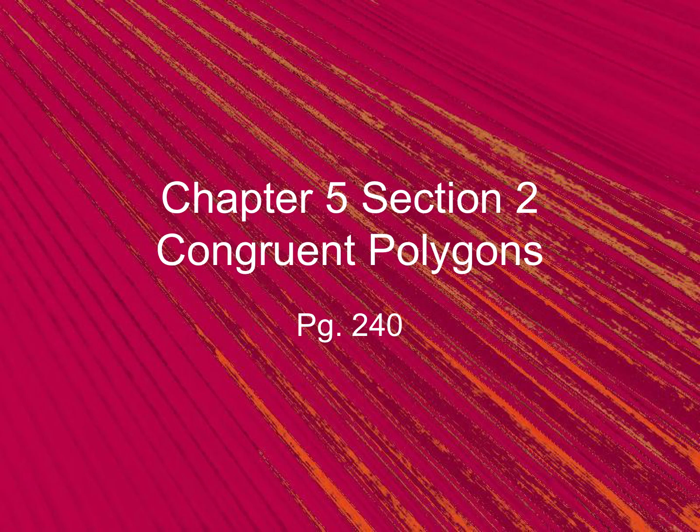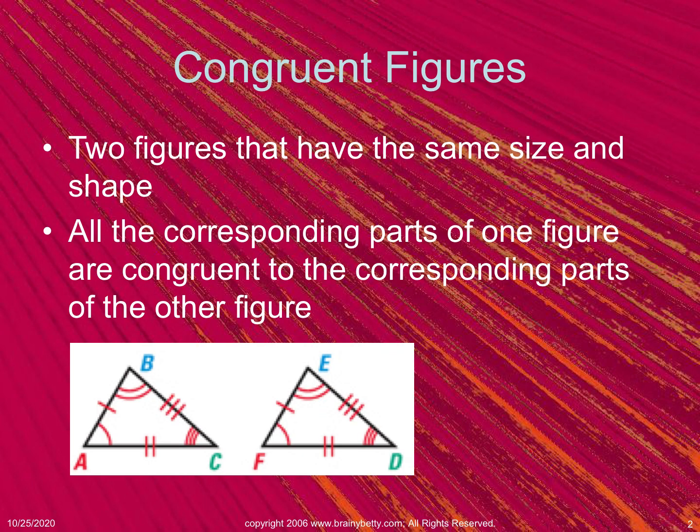In this chapter 5, section 2, we're going to deal with congruent polygons. Most of what we're going to be talking about are triangles, but these rules and the things we're going to talk about refer to any type of congruent polygon. It could be a pentagon, a hexagon, an octagon, a quadrilateral. Most of what we're going to talk about, however, is going to be triangles.